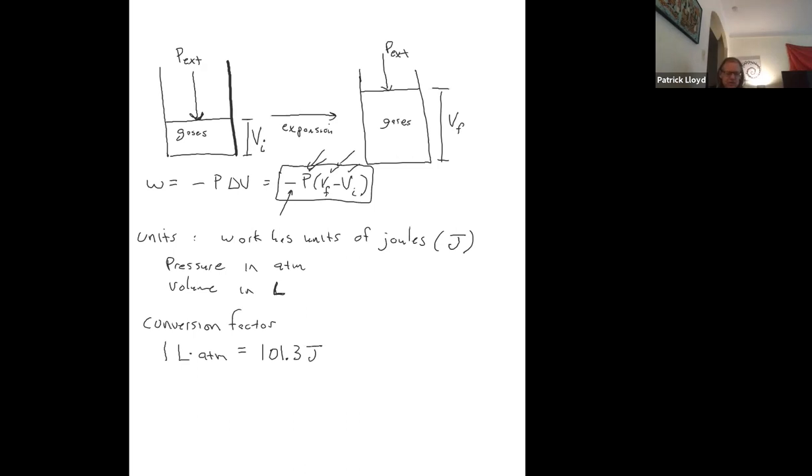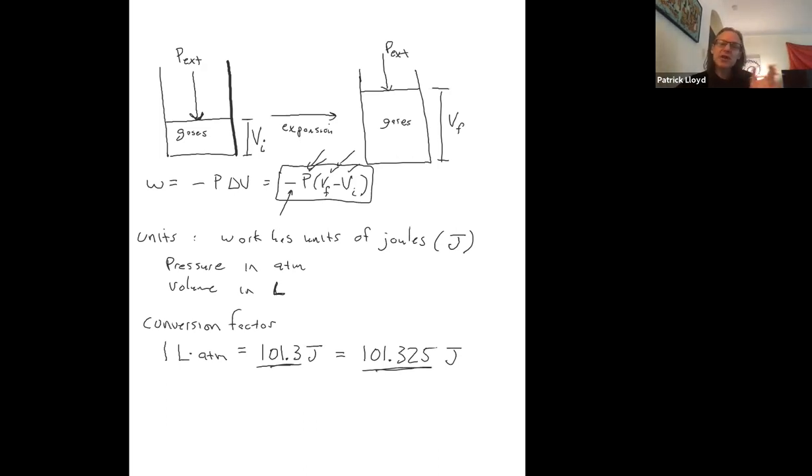Now, let me actually look this up, liter atmosphere to joules, and see if there's any confirmation of this. If you need even more sig figs, so sometimes your instructor may want you to use more, it's 101.325. So if you just need 4 sig figs, it's this one. If you need 6 sig figs, it's this one right here, okay?